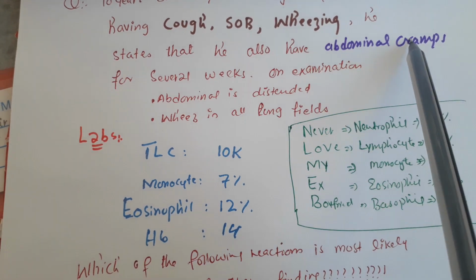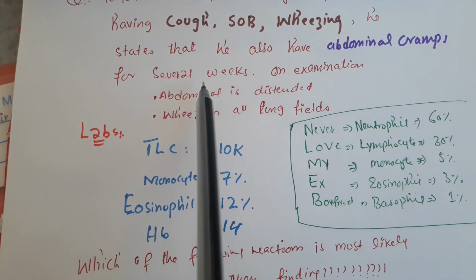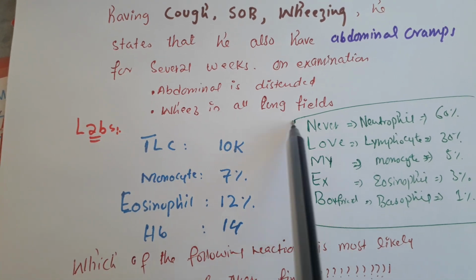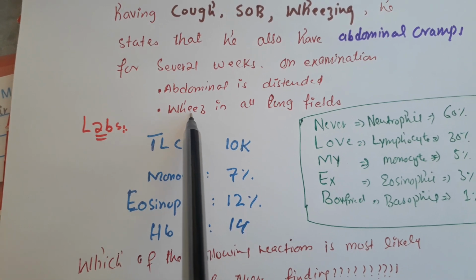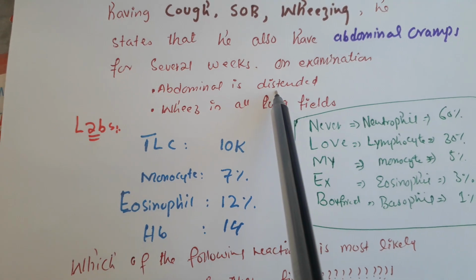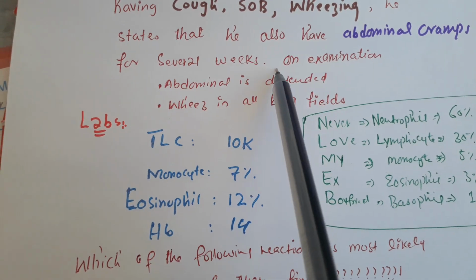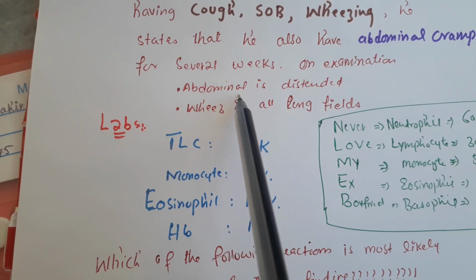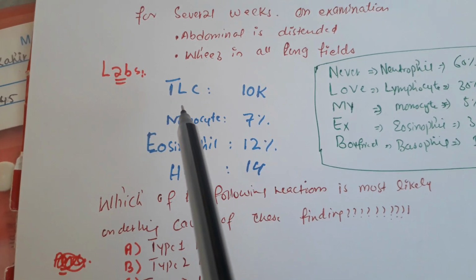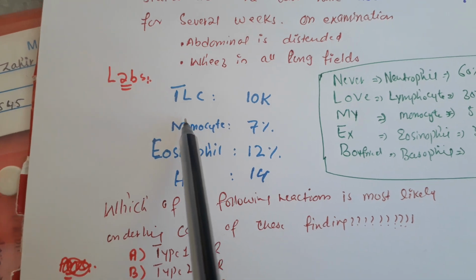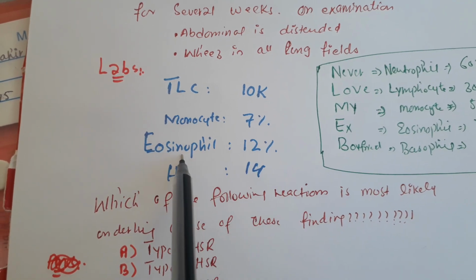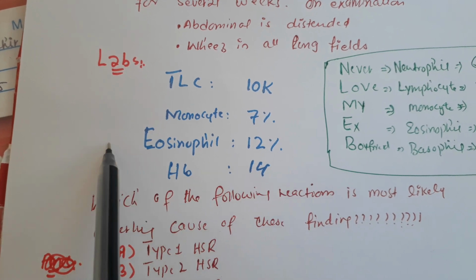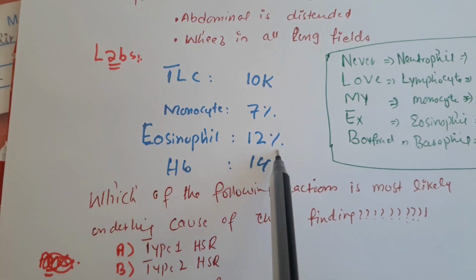So there is something in the abdomen, and for several weeks. On examination the abdomen is distended and there is wheeze in all lung fields. From the wheeze we know that it's a type 1 hypersensitivity reaction, and from the distended abdomen there is a parasitic infection in the abdomen. But we are not sure about this now, so we will go and look at the labs. TLC is 10,000, monocyte is 7%, eosinophil is 12%, and hemoglobin and protein are okay. Now you see eosinophil is 12%.